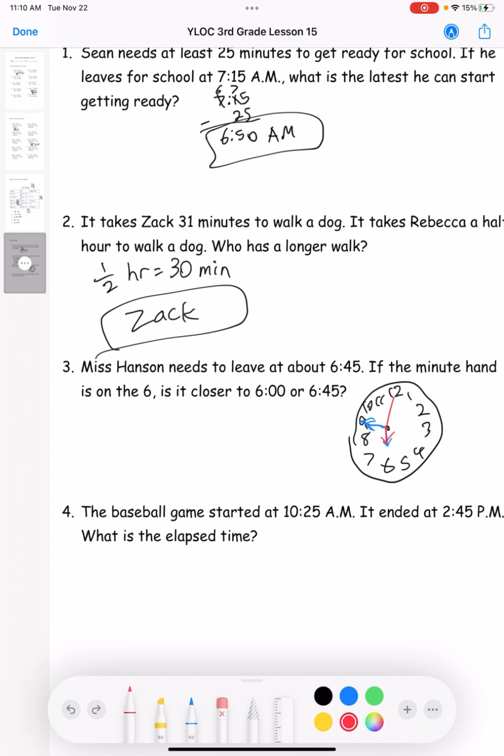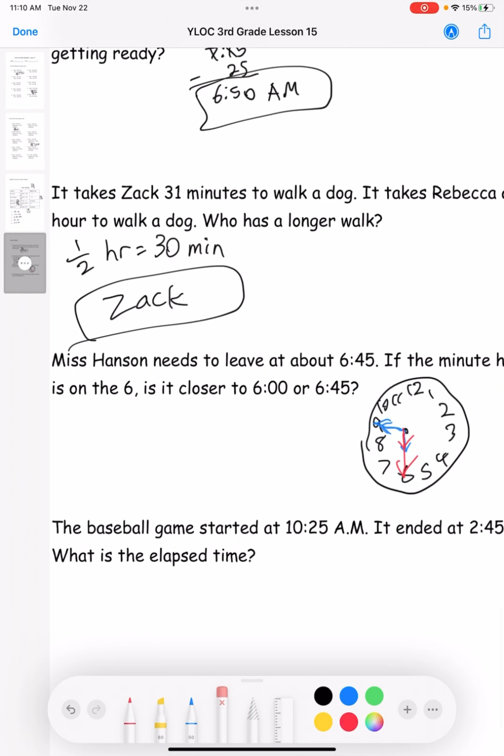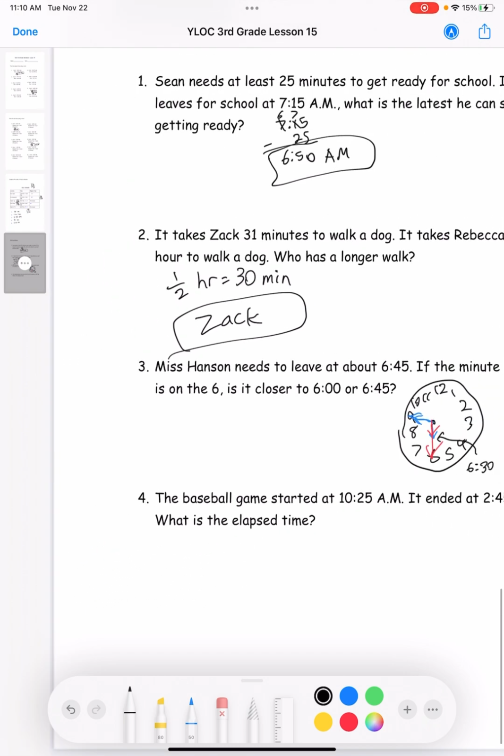Oh, I think it means if the minute hand is on 6, which means it's 6:30, which is the same thing as 6:30 for red. Then that means it should be closer to 6:45 because 6:30 is 30 minutes after 6 o'clock, but 6:45, there's only a 15-minute difference between 6:30 and 6:45, so it's closer to 6:45.